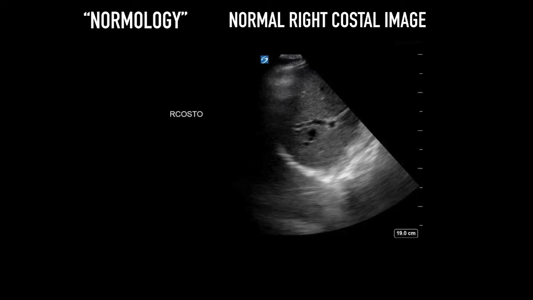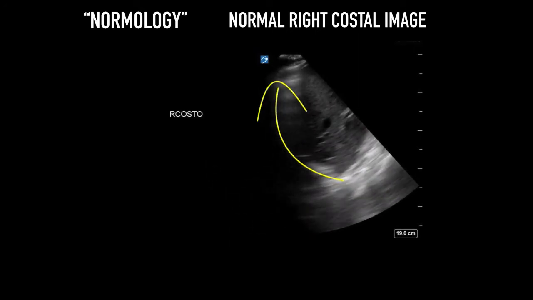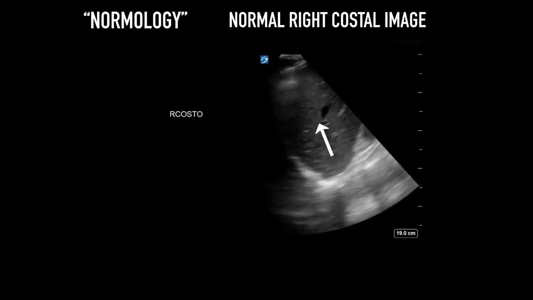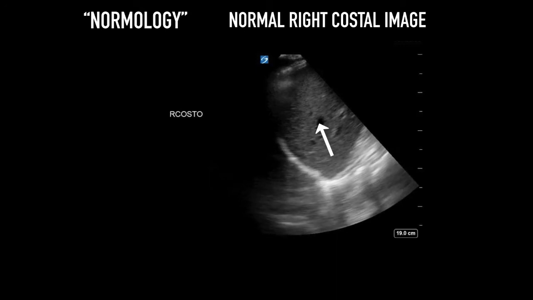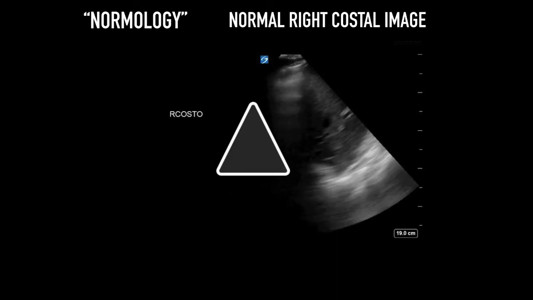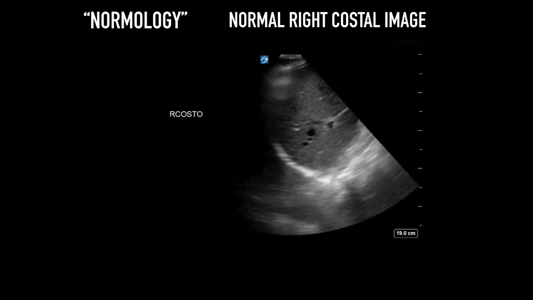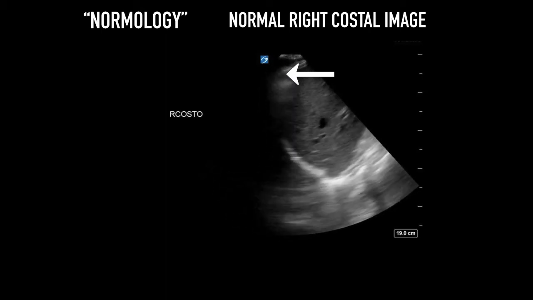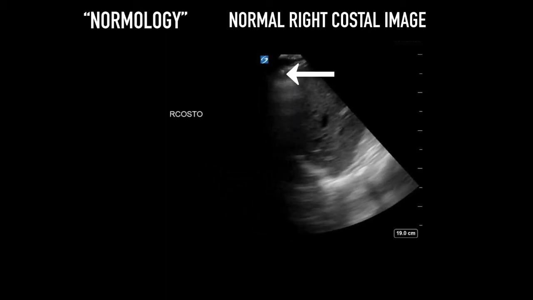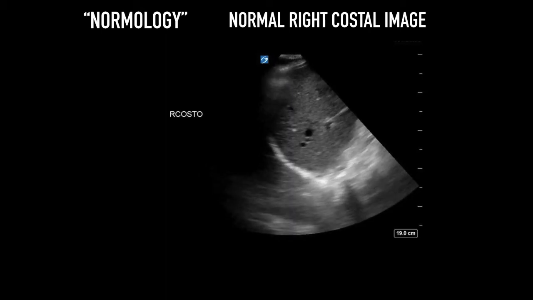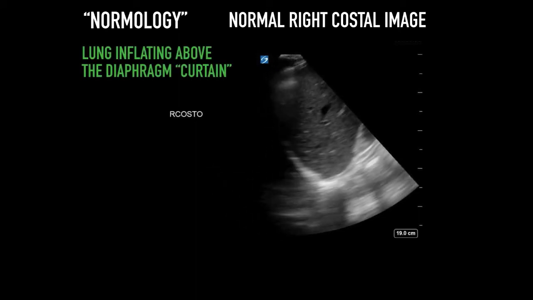Here's a normal reference picture from a normal right costal image collected at the mid-axillary line. We can see the diaphragm, the abdominal viscera, which is the liver here. This area represents the pleural space, and we don't see an anechoic space. What we do in fact see is perhaps some suggestion of sliding and A-lines, as this is healthy lung, which is inflating and causing a curtain-like sign over the diaphragm.